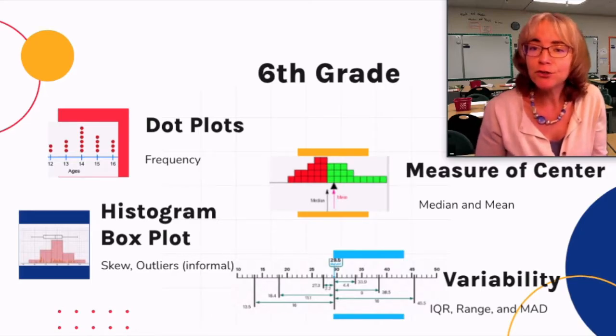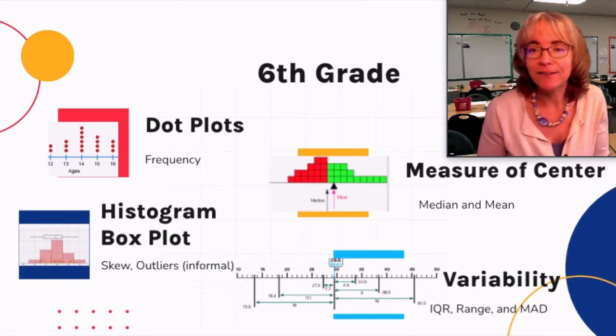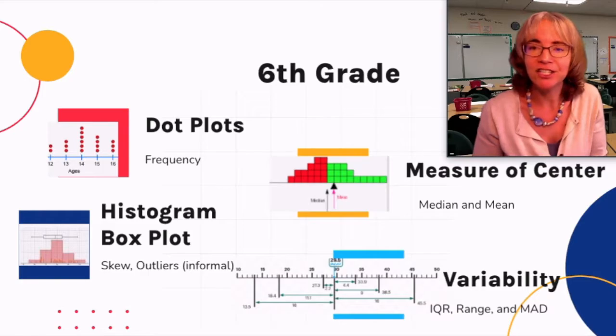They are also introduced to the idea of variability and not standard deviation at this point. They do something that I hadn't heard of before called mean absolute deviation. So it's called the MAD, and it's really just taking the absolute value instead of squaring the values. So that's what they talk about. It's a precursor to standard deviation. They also talk about IQR and range.